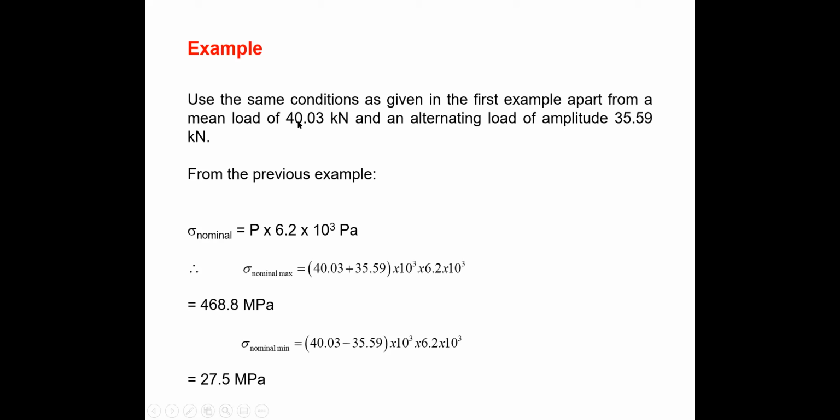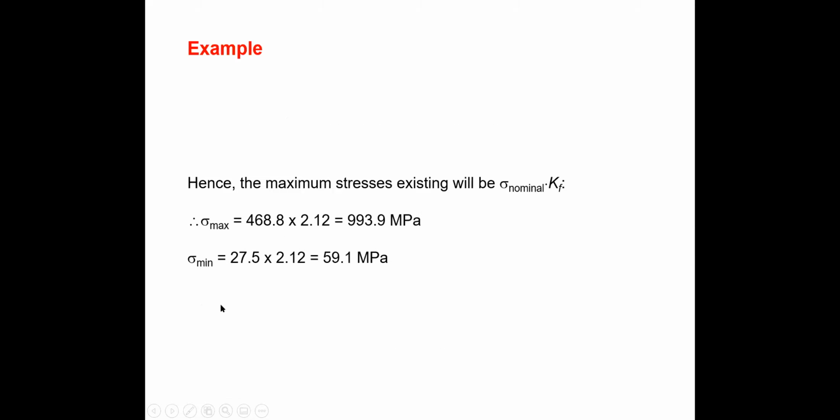In here, you can see 40.03, and the alternating load is also a much higher value. So this is a different condition now. We can use the same equations to calculate the nominal stress, the local area nominal maximum stress, and the local area nominal minimum stress. You can calculate it and you will get the value. You can see the local area also reaches very close to the yield point. If it reaches 483 in the local area, it will yield very quickly.